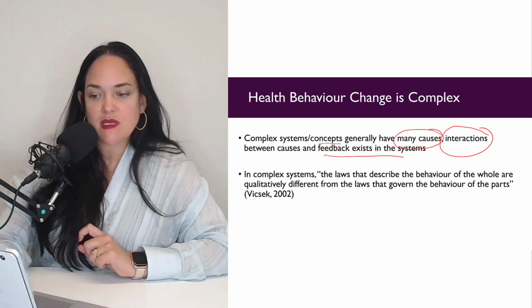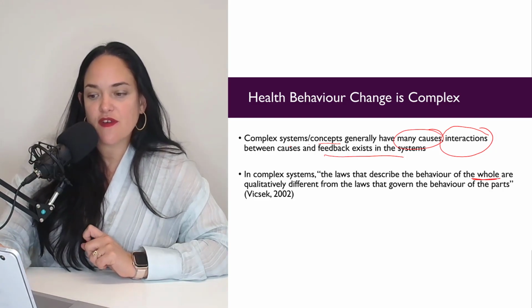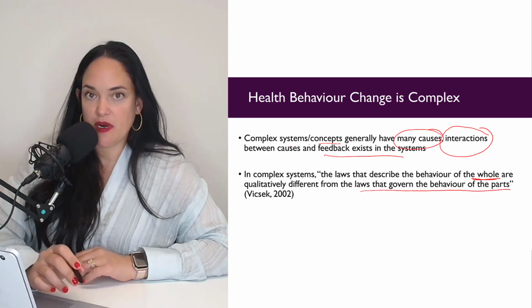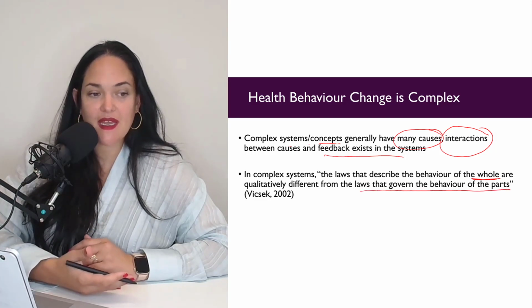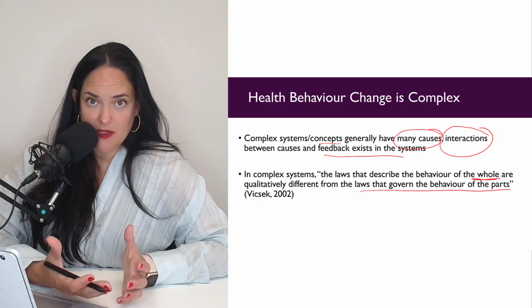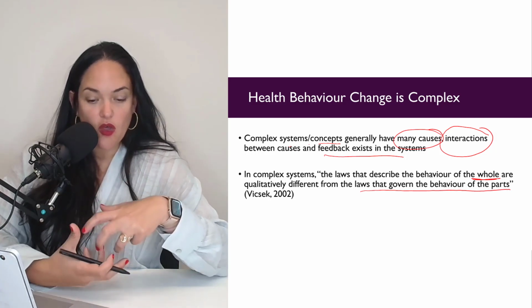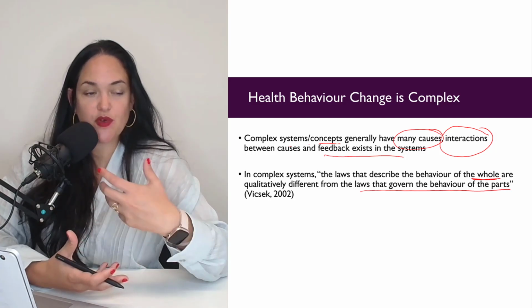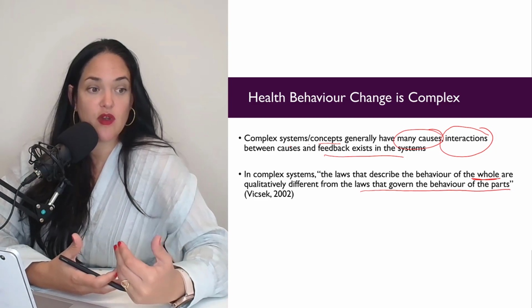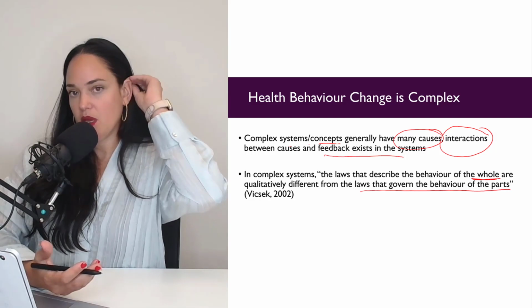So in complex systems, the laws that describe the behavior of the whole are different from the laws that govern the behavior of the parts, which means, again, that we can't just try to understand health outcomes or health behaviors based on one factor. All these different things are working together to promote that particular behavior on a particular day even, and to promote that particular health outcome.